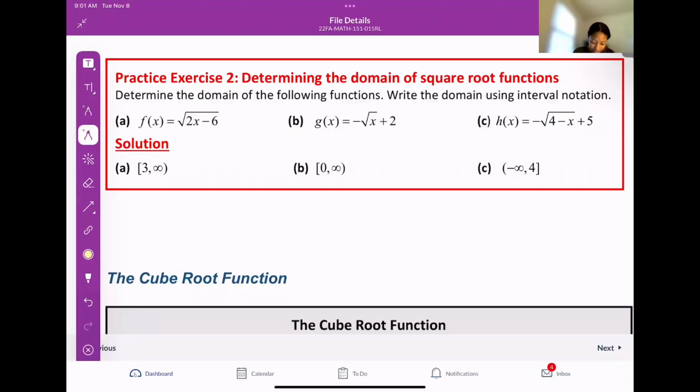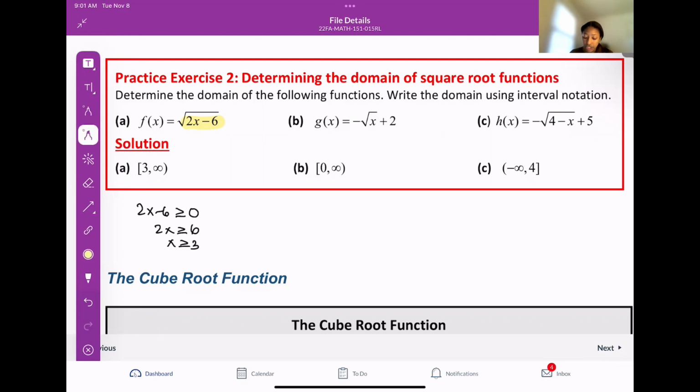You take your radicand, 2x minus 6, set it greater than or equal to 0, and solve. That's 2x is greater than or equal to 6, and x is greater than or equal to 3. In interval notation, that's 3 to infinity, and we put brackets around the 3 to include it in the solution.